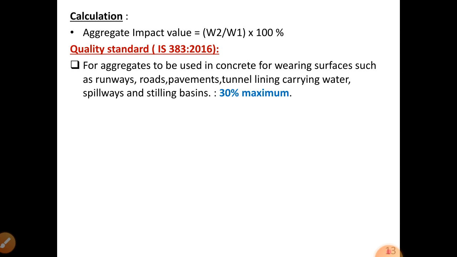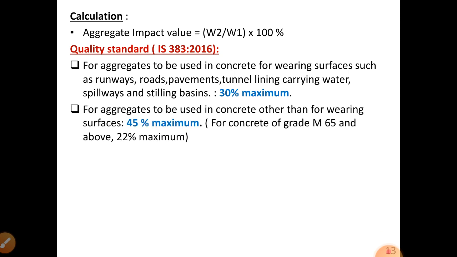The lesser the impact value, the better it is for road construction. For aggregates to be used in concrete other than for wearing surfaces, the maximum is 45%. Also, they highlight that for concrete of grade M65 and above, the maximum aggregate impact value is 22%.